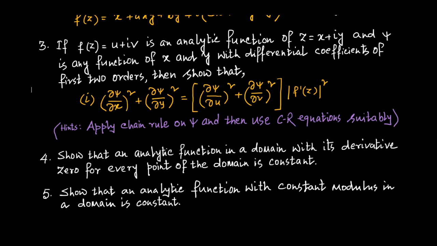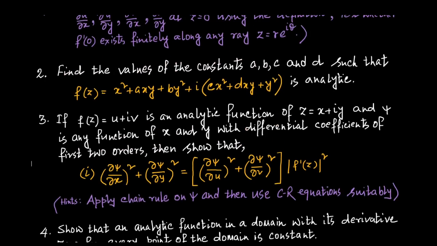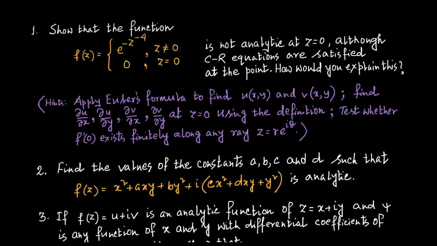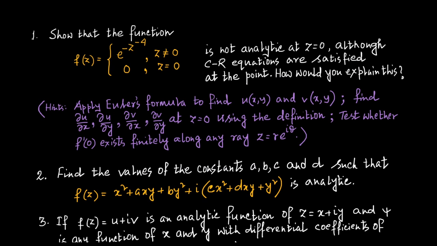Now the fourth one is show that an analytic function in a domain with its derivative zero for every point of the domain is constant. We know a similar kind of result for differentiable functions. So again, you manipulate Cauchy Riemann equations to get this. And the fifth one is a similar kind of problem. Show that an analytic function with constant modulus in a domain is constant. So these five problems will remain your home task or home assignment, or you can practice for better understanding.